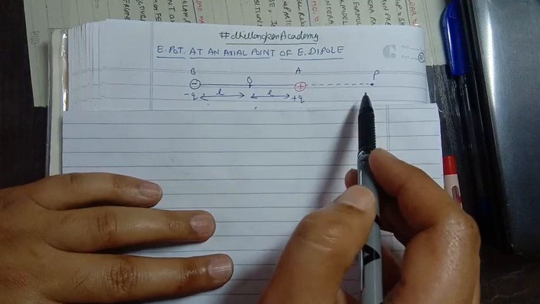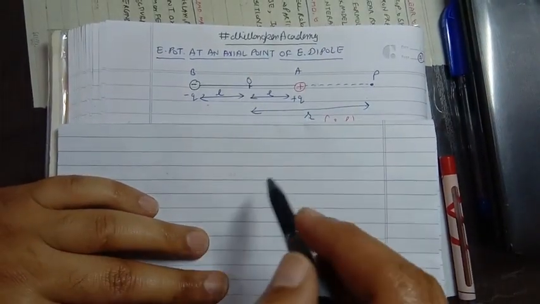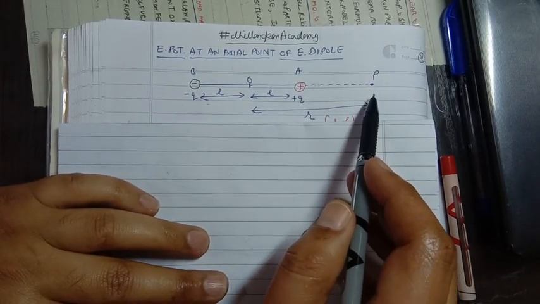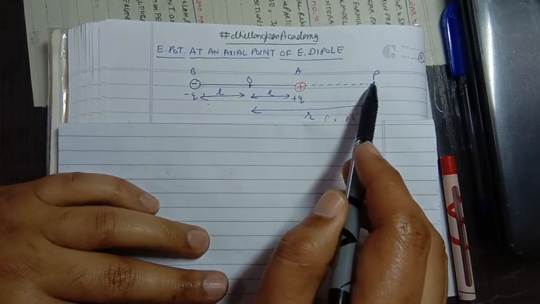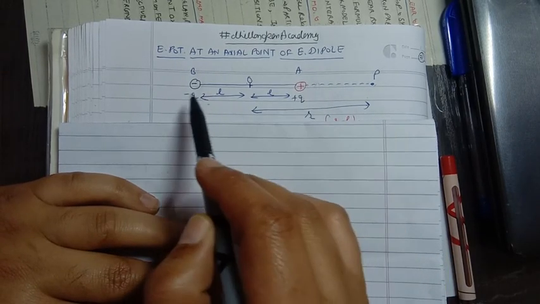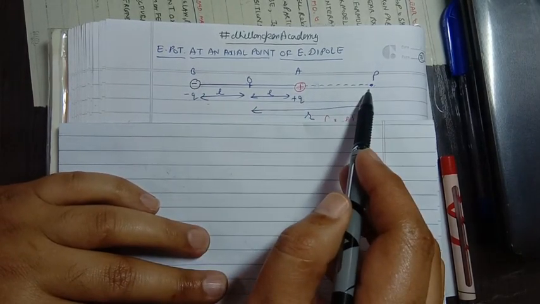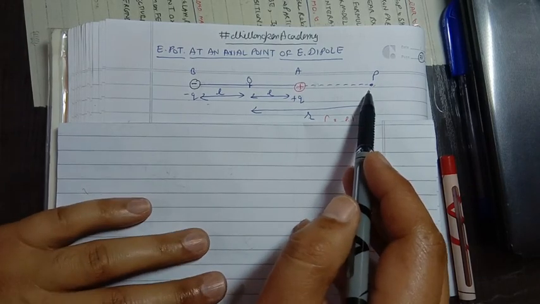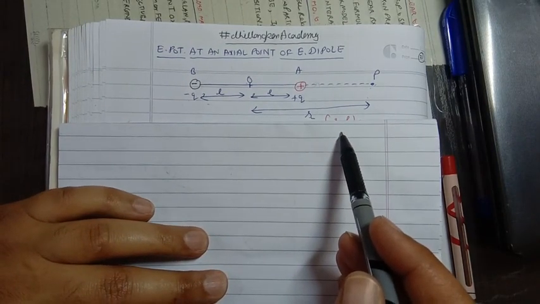P is our observation point, which is present at a distance r from the center of the electric dipole. P is the point where we want to find the electric potential. We know that electric potential is a scalar quantity, so we are just going to find the electric potential at this point due to positive q charge and also due to minus q charge at P. Then, because it is a scalar quantity, we are just going to add the two values to get the total potential, for which we are going to make use of the expression for electric potential due to a single charge.